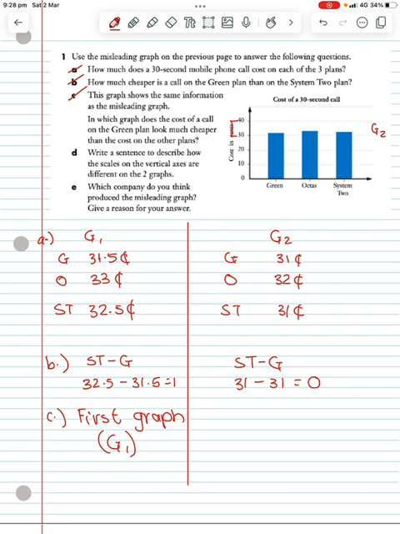Write a sentence to describe how the scales on the vertical axes are different on the two graphs. So I'm not going to write this out, I'm just going to talk through it. With our second graph, our vertical axis or our y-axis is going up in lots of 10 cents. So it's nice and regular. It does make it a little hard when they're so close together to determine the prices, like the issue we had in part A.